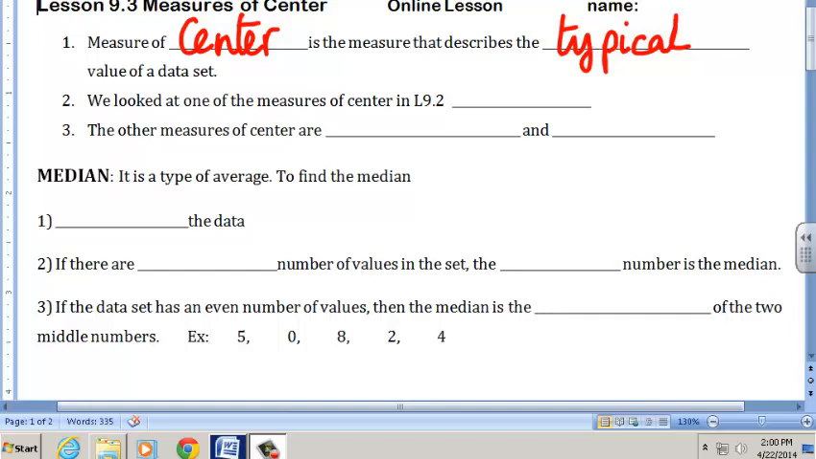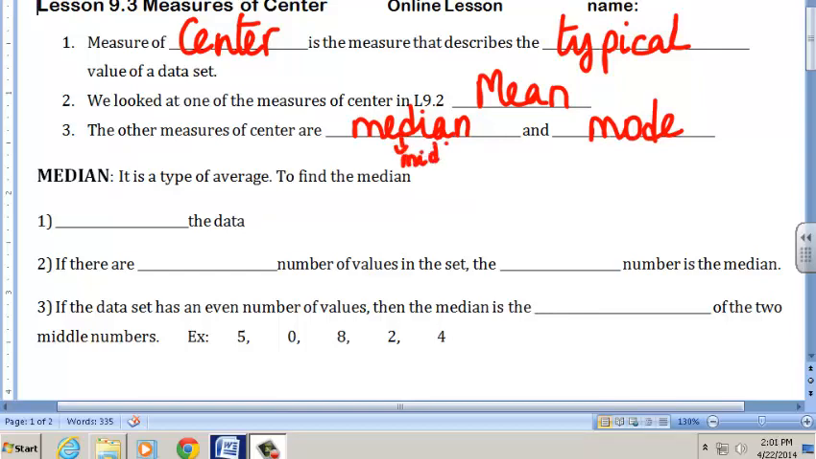Now we looked at one of the measures of center in 9.2, which was mean, and the other measures of center are median and mode. So this is what we are going to be talking about in this lesson. Now, median, as you know, is a middle number. That's what it means. Something in the middle.